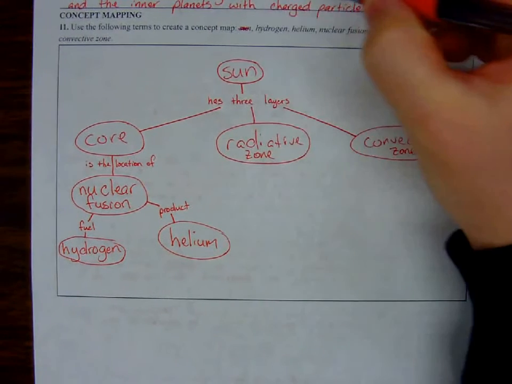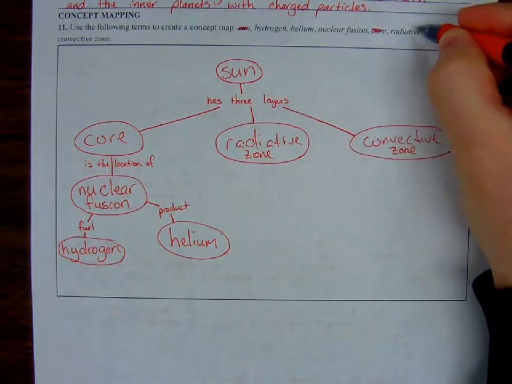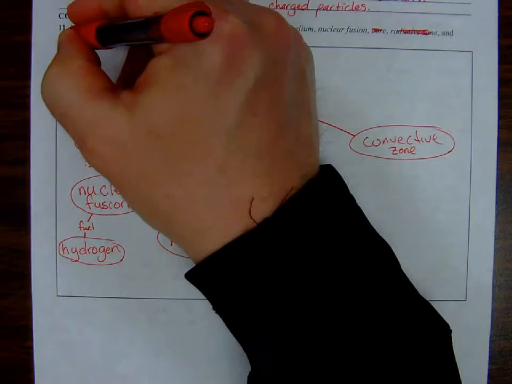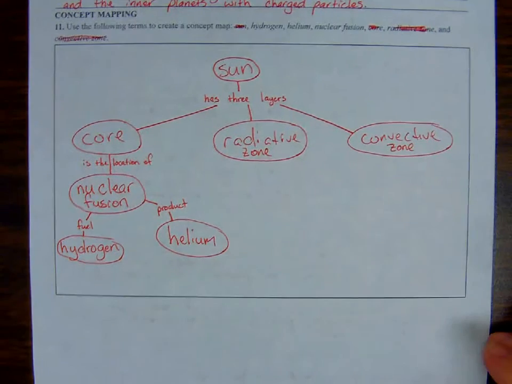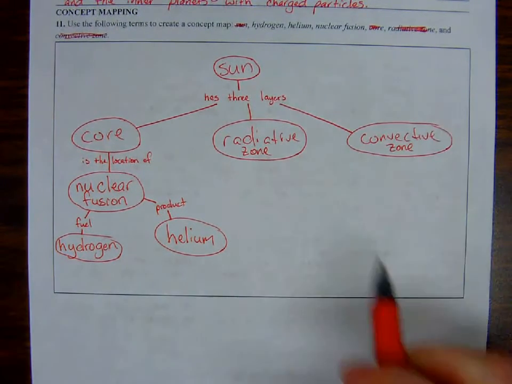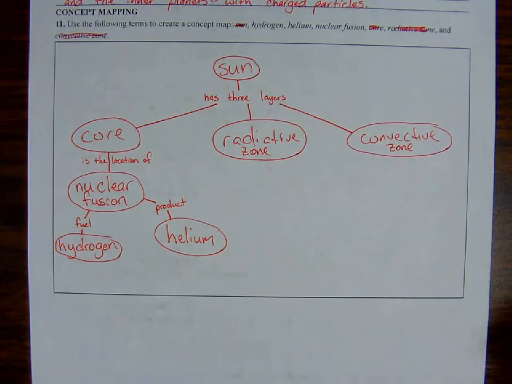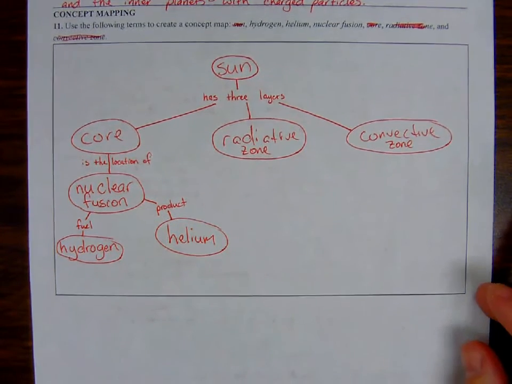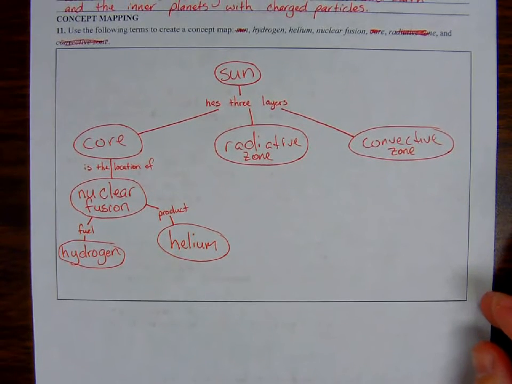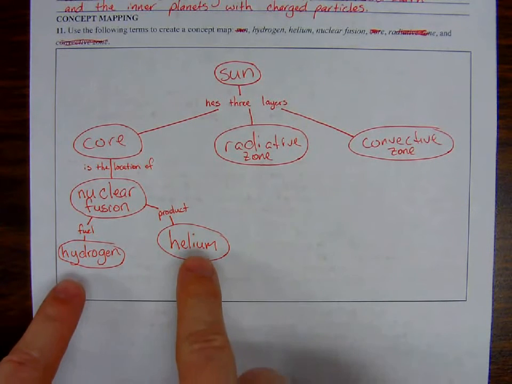Well, I need to start talking about nuclear fusion, hydrogen, helium, but the question is, what order should I go in? Well, I know that hydrogen and helium are 2 of the elements that are involved in nuclear fusion. So that's my justification for putting them afterwards. And nuclear fusion happens in the core. So I'm going to place nuclear fusion below core, and I'm going to connect them by saying the core is the location of nuclear fusion.